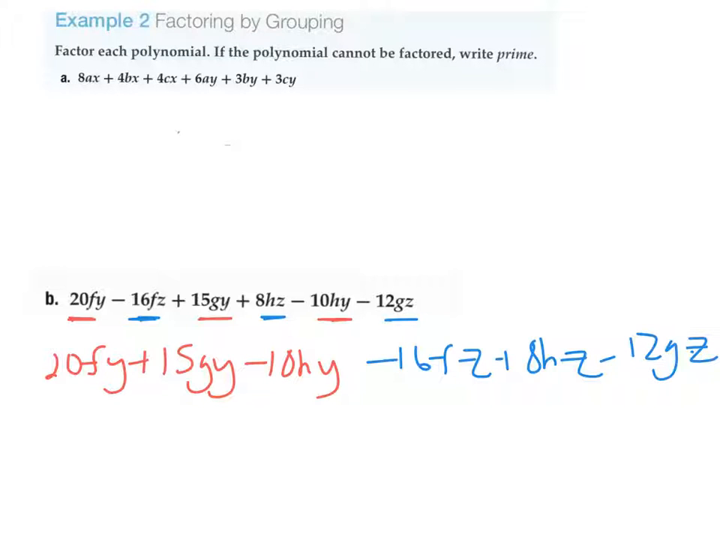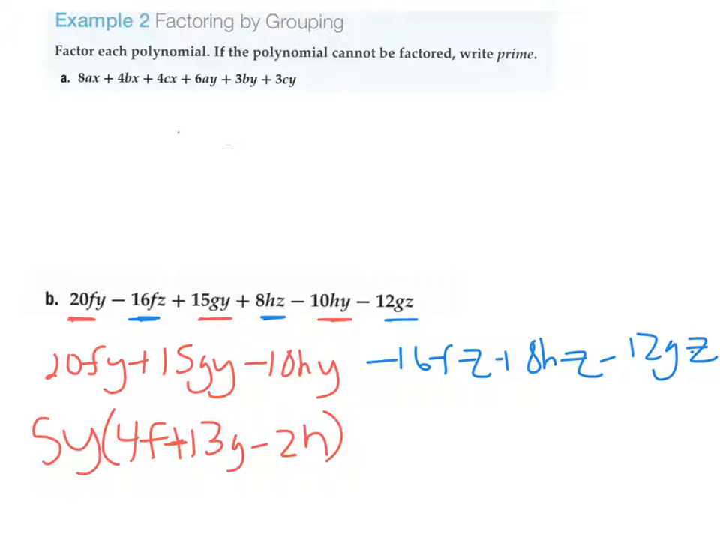So now that I have my y, what's common between all the y values? There's a y, and there's also a 5. So if I divide the 5y out, I get 4f plus 3g minus 2h.